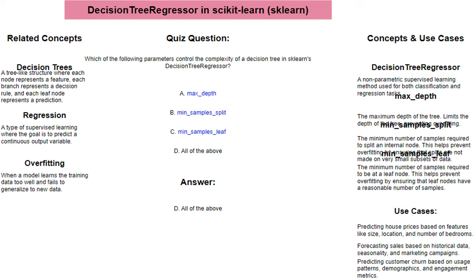All the parameters mentioned, max_depth, min_samples_split, and min_samples_leaf, directly or indirectly affect the complexity of the decision tree by controlling the tree's size, depth, and the number of splits.